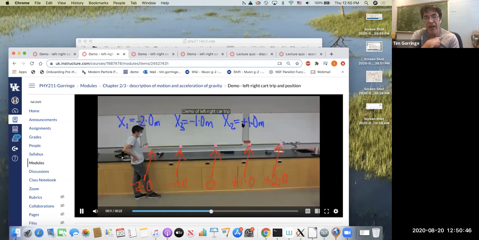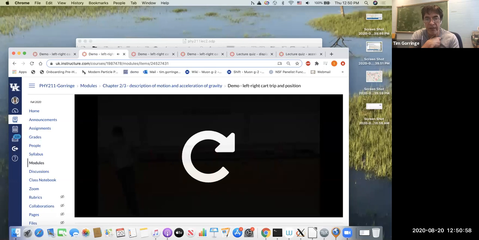X2 is this intermediate location of the cart when it got to the rightmost point, that was +1 meters. And then X3 is the final location of the cart when I picked it up, and that was -1 meters. So we're going to come back to that.